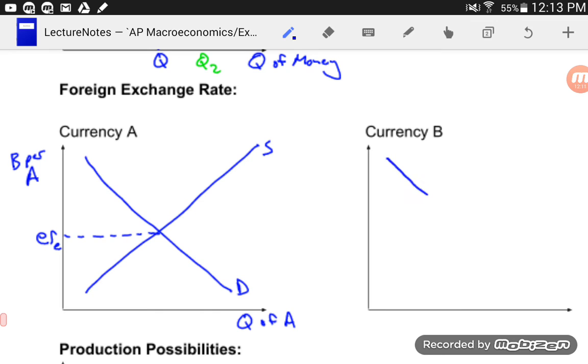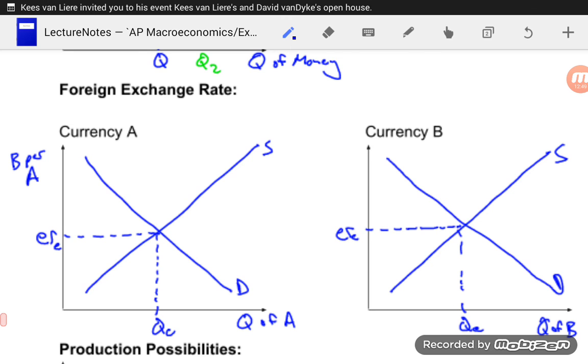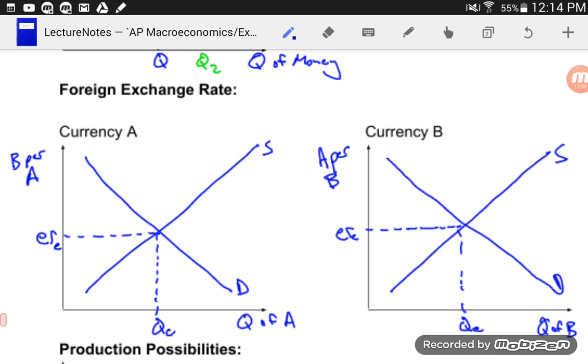The same thing is true for currency B. We're going to have a demand and a supply of that currency, and again, we're going to give it a price level. So I have the quantity of B in the market, and I guess I could say I have an equilibrium quantity too. I should probably label that. The price level here is the exchange rate, and again, we always label it in terms of another currency. So how many A do I have to spend per B that I buy?